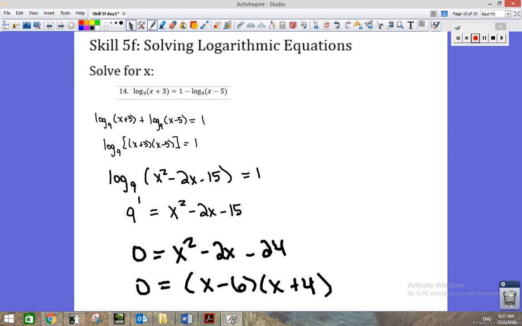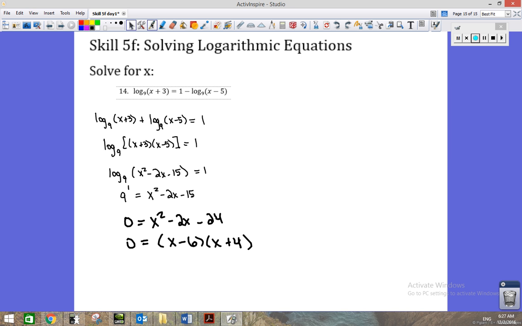Now these are possible solutions. We don't know yet if they're going to produce extraneous answers. With x equals 6, 6 minus 5 is positive, and 6 plus 3 is positive. That's good. We've got negative 4, but negative 4 minus 5 is negative. I can't take the log of a negative number, so x equals 6 is my only solution.